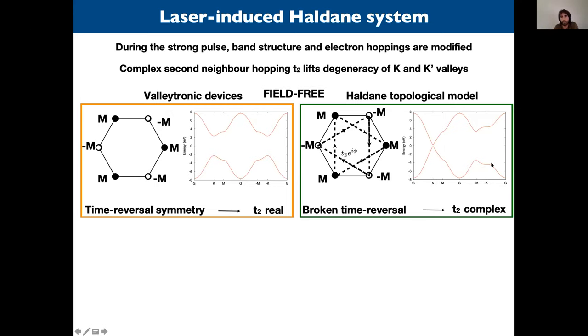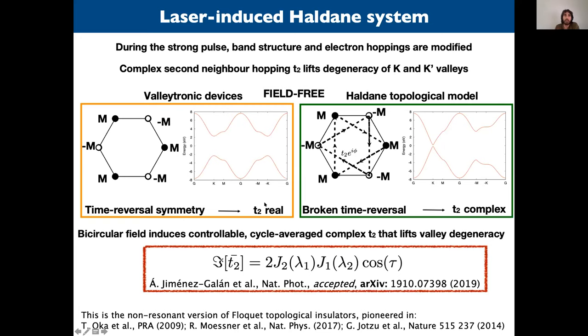This is what Rui was explaining this morning. In absence of external fields, these 2D valleytronic materials have time reversal symmetry, precisely because this is what you need. You need two degenerate valleys. So the field-free second neighbor hopping is real. But in the presence of this tailored field, of this bicircular field, the second neighbor hopping acquires a cycle averaged imaginary component that is proportional to the two color phase delay, so to the orientation of the field. So this transforms our system on a sub-laser cycle timescale into a system similar to the topological model of Haldane.